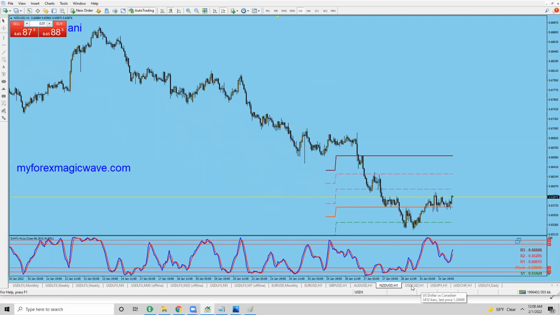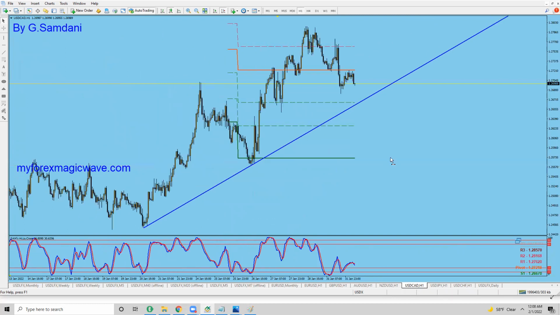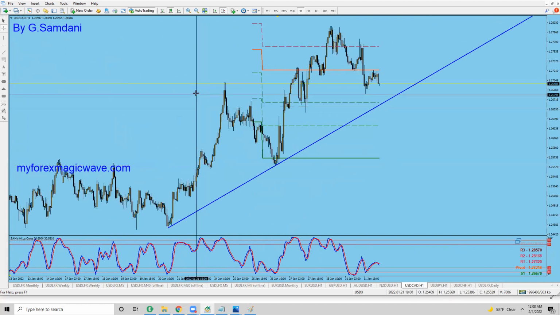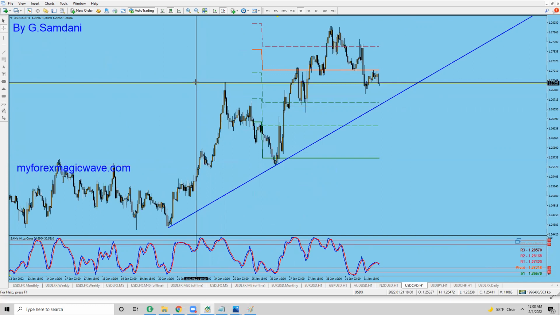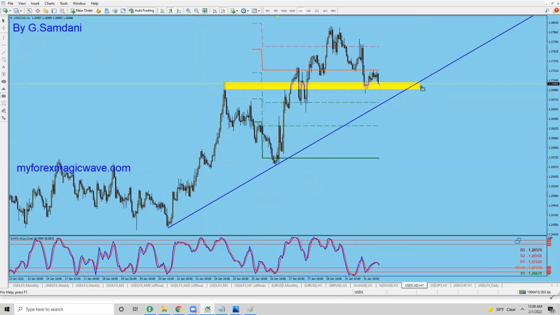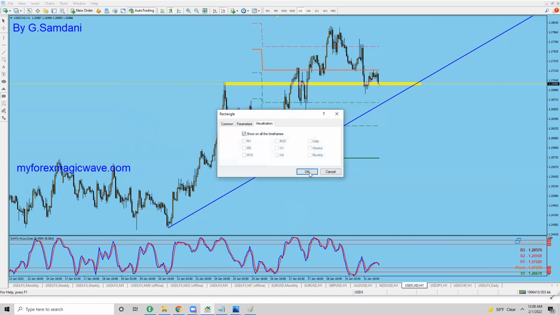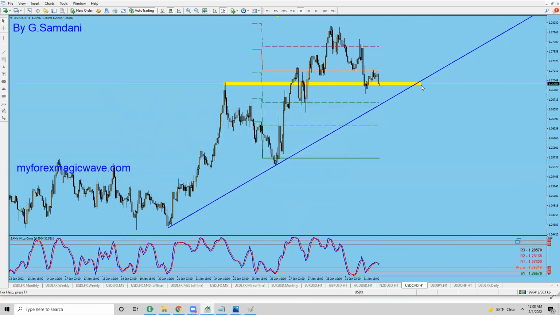This is USD CAD. Is it ready to go up? This is how the USD CAD is. It's sitting on this high here. You see that? This is the support here. And it can easily go up if this US dollar index starts to get strong.